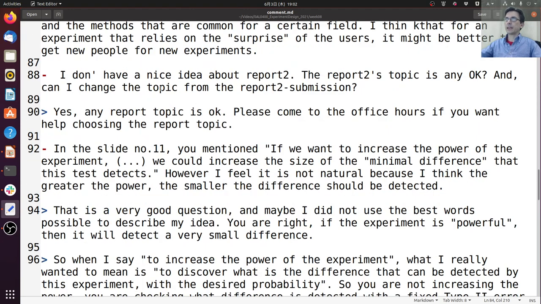Then another student asked, I don't have a nice idea about report 2. Is any topic for report 2 okay? And can I change the topic? Yes, any report topic is okay. If you have any questions about the report topic, please come to the office hours and we can talk about it. I think that's a good opportunity for us to talk about the report topic.